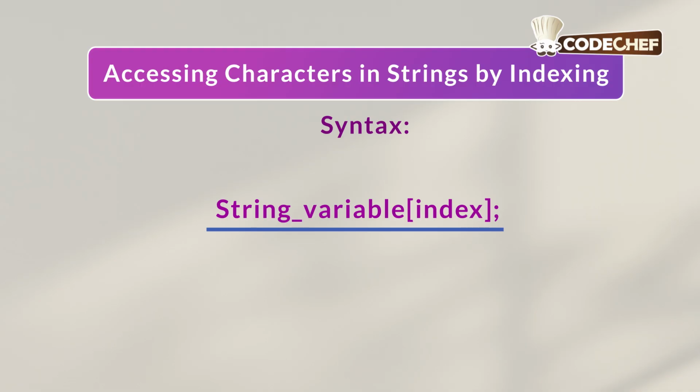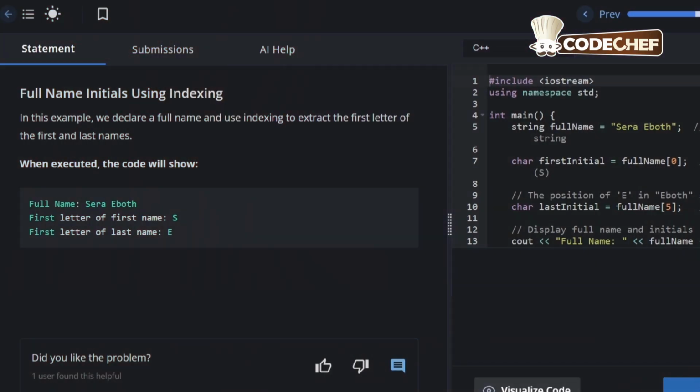Let us go to the CodeChef platform to see how we access characters in a string by indexing. The program objective is full name initials using indexing. The expected output is full name: Sarah Abbott, first letter of first name: S, first letter of last name: A. Let's go to the code.